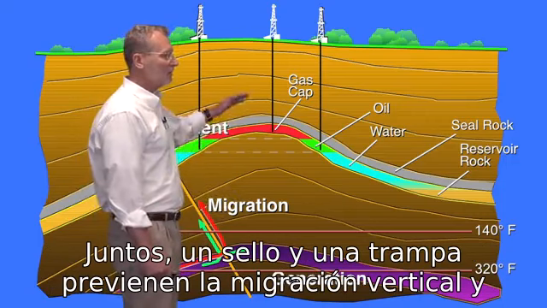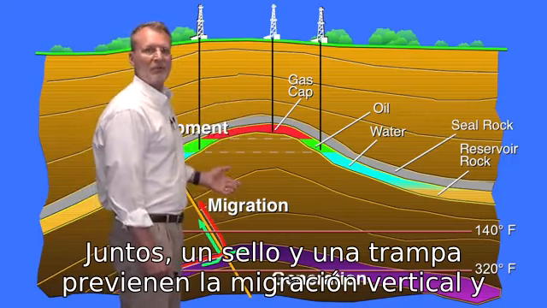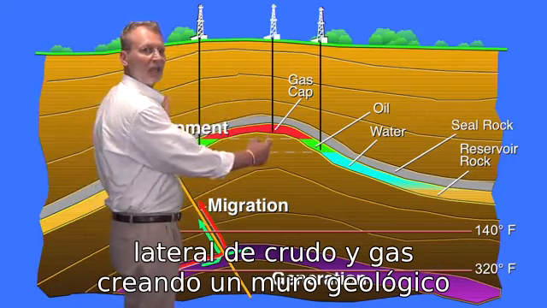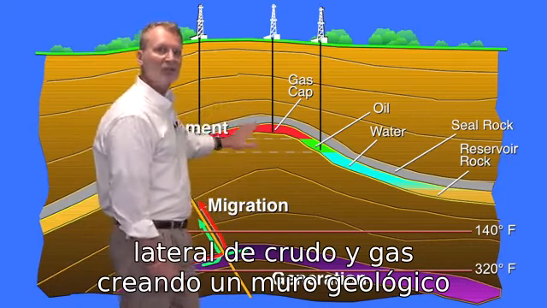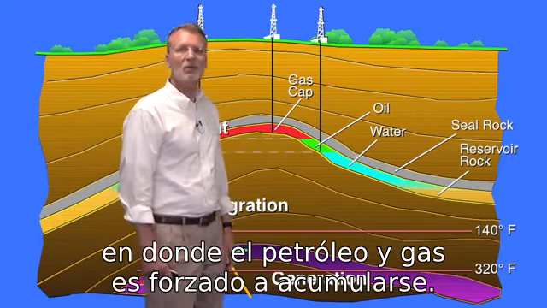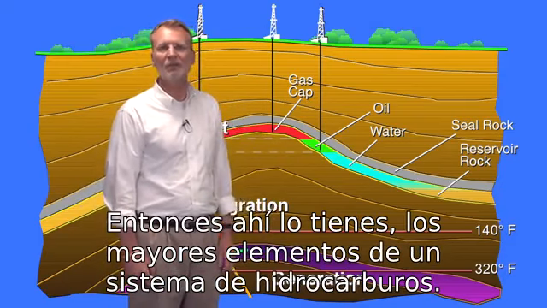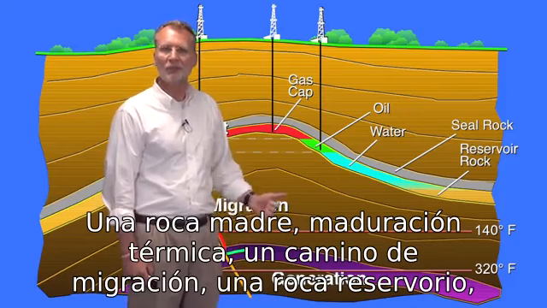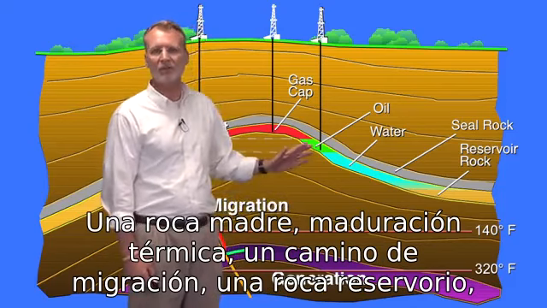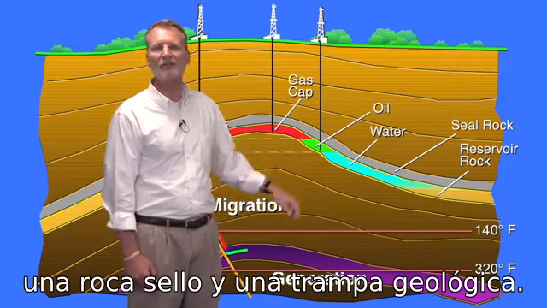Together, a cap and a trap prevent vertical and lateral escape of the oil and gas, and thus create a geologic dead end where the incoming oil and gas is forced to accumulate. So there you have it, the major elements of a hydrocarbon system: a source rock, thermal maturation, a migration pathway, a reservoir rock, a cap rock, and a geologic trap.